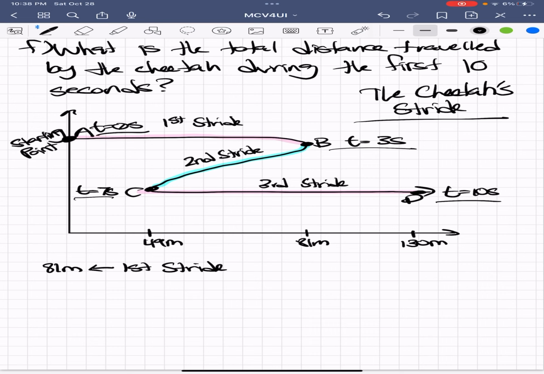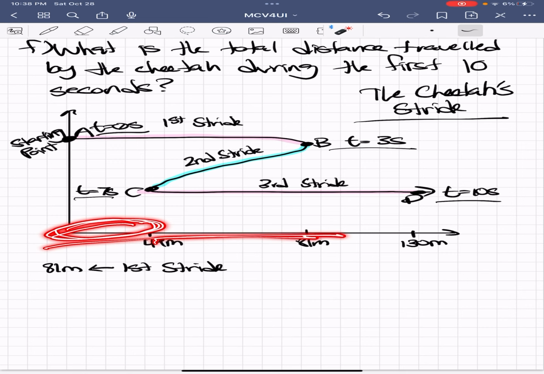Now to get the second stride, what we really need to do is subtract 49 meters from 81 meters. So, let me get my lightsaber tool, we subtract this distance from here, from the total distance, and then we are left with what we have in there. So it would be 81 meters minus 49 meters.